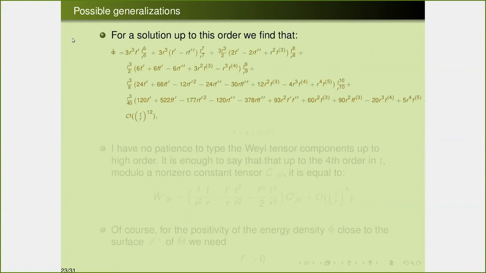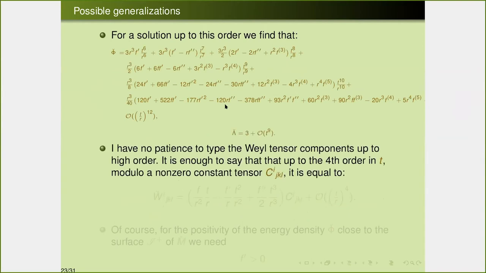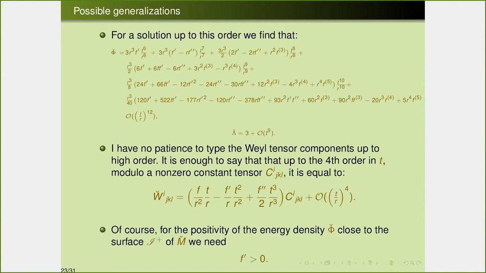And then if you look at the energy density of this spherical wave in the expansion in terms of t, it starts at t to the power 6, right? And here is the Weyl tensor. So remember, t equals zero is just the want. And now I want that my radiation in the previous eon has positive energy, so I have to choose this function f so that f prime is greater than zero everywhere. Okay, so now I apply this.